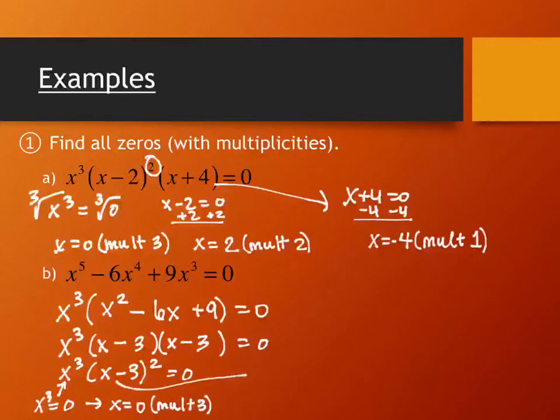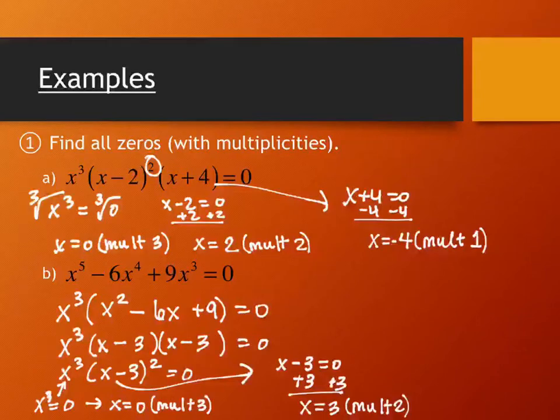The other piece, x minus 3 equals 0. I add my 3. So x is 3. And what's its multiplicity? Multiplicity of 2. So that's the relationship between the exponents and how many times we end up with them being roots. And they're called multiplicities.